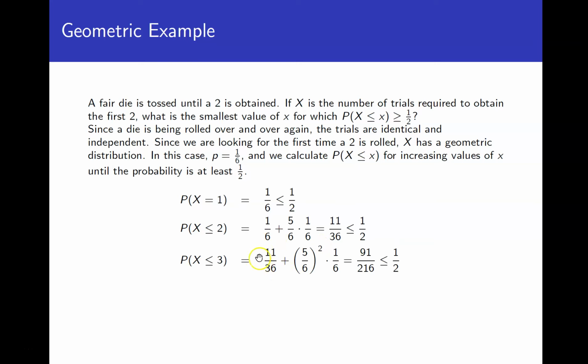Here's 11/36, that's 2 or fewer rolls, which we just calculated. Now we go for the first success on the third roll: 5/6 squared, meaning not a 2 on the first, not a 2 on the second, and then 1/6 for a 2 on the third. We get 91 out of 216, still less than 1/2. So we go to the last one: x less than or equal to 4. Here's less than or equal to 3, and here's the first 2 on the fourth roll. Add that up, and we finally get a number bigger than 1/2. So x is equal to 4.